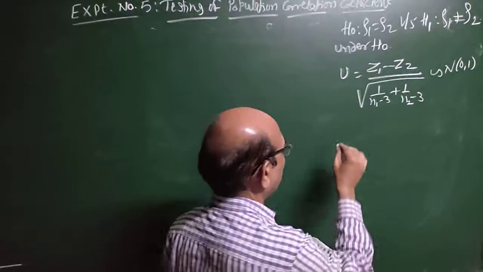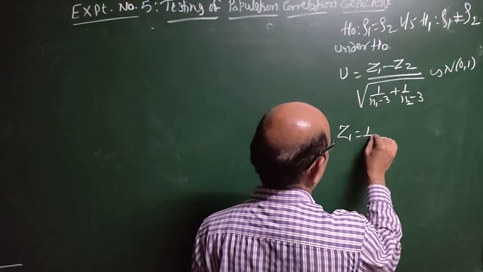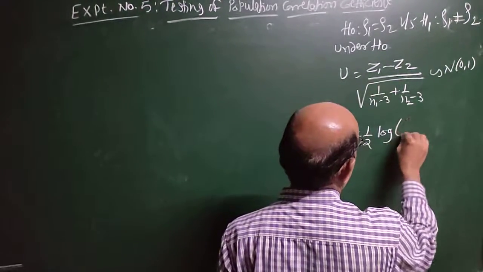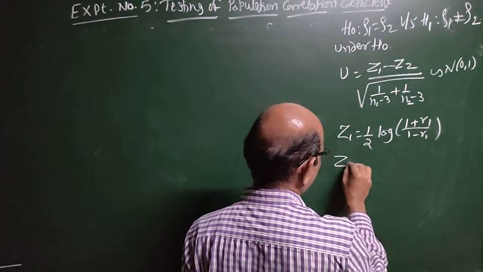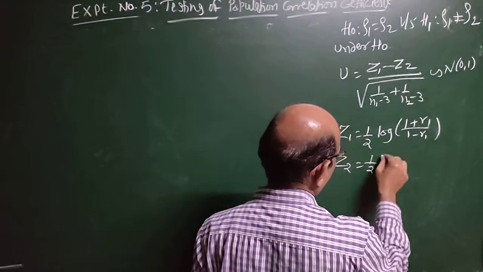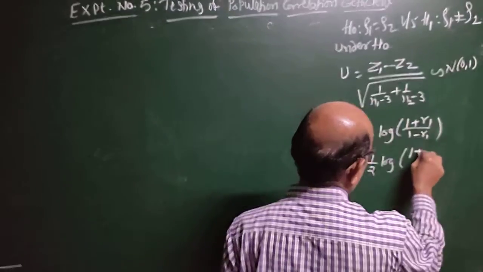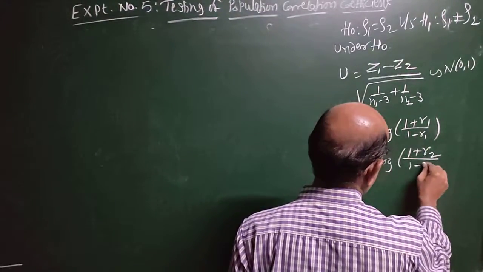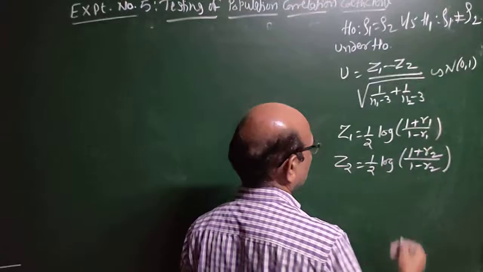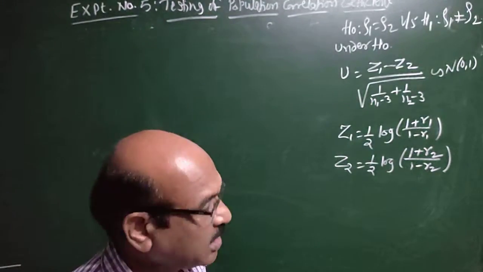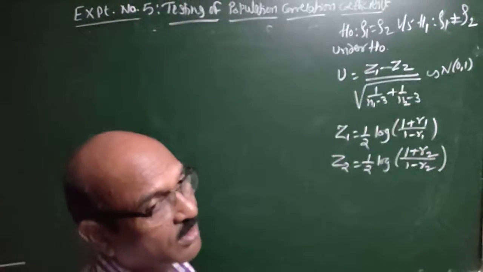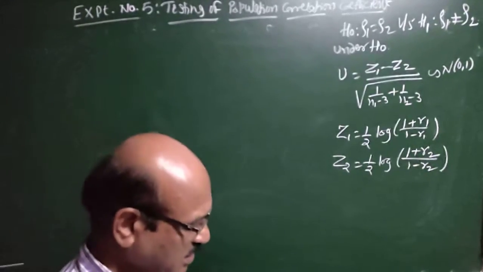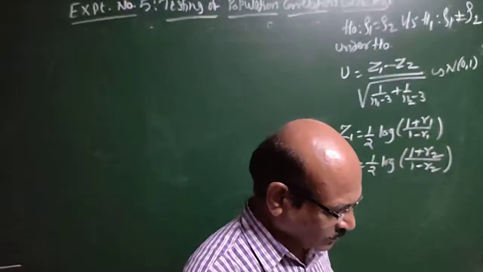Now what is your Z1? Z1 is 1/2 into log of 1 plus R1 divided by 1 minus R1. Z2 is equal to 1 by 2 log of 1 plus R2 divided by 1 minus R2. Using this you can obtain Z1 and Z2, and N1 and N2 will be given in the problem. Now we'll see the next problem, the fourth one.